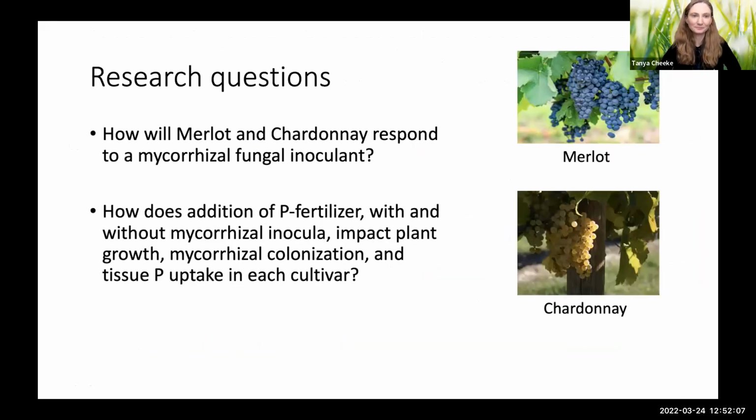or the cultivar. So for our research questions, we wanted to test a common red and a common white wine grape to see how they respond to a mycorrhizal fungal inoculant and how the addition of phosphorus fertilizer with and without mycorrhizal inocula might impact plant growth, mycorrhizal fungal colonization levels in roots, and tissue phosphorus uptake in each cultivar.